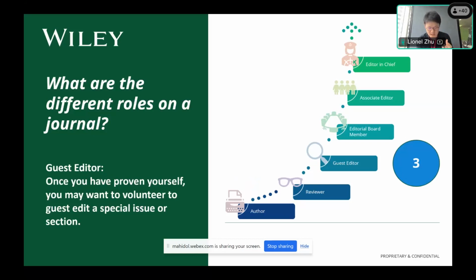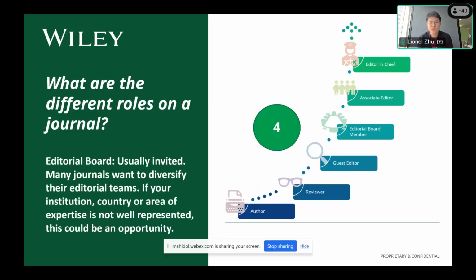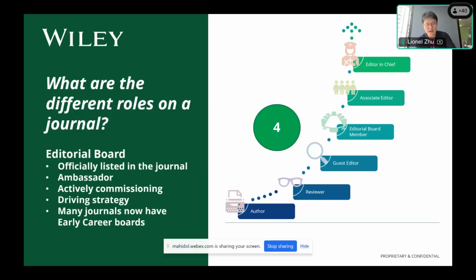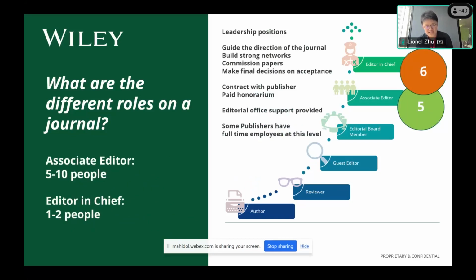I'm just saying that publication is always the first step. What really matters is how many people will be influenced by your paper. Above guest editor, there are the editorial board members, associate editors, and the editor-in-chief. All these roles have their names listed on the journal. They work as ambassadors of the journals, to promote the journals and to showcase how professional the journals are.